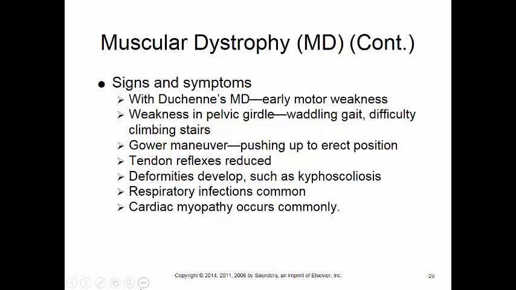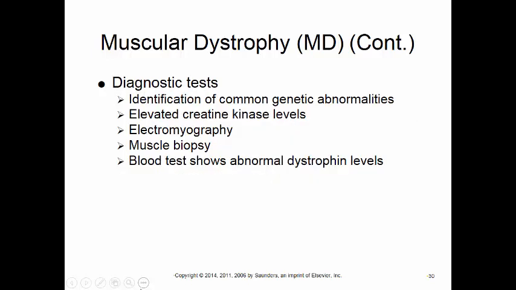Respiratory infections are common because of the difficulty expelling expectorant. And then cardiac myopathies can occur.